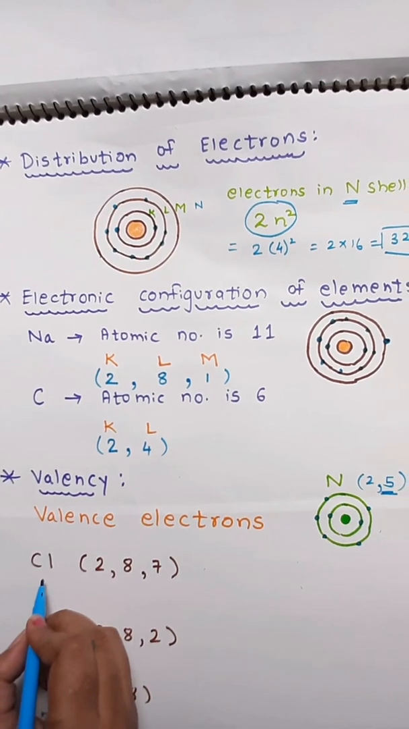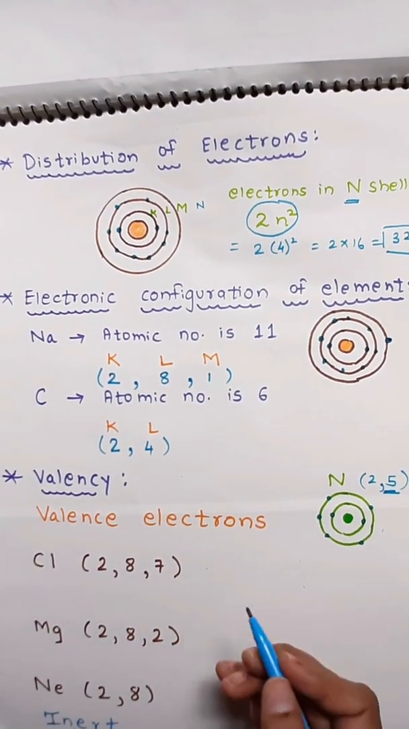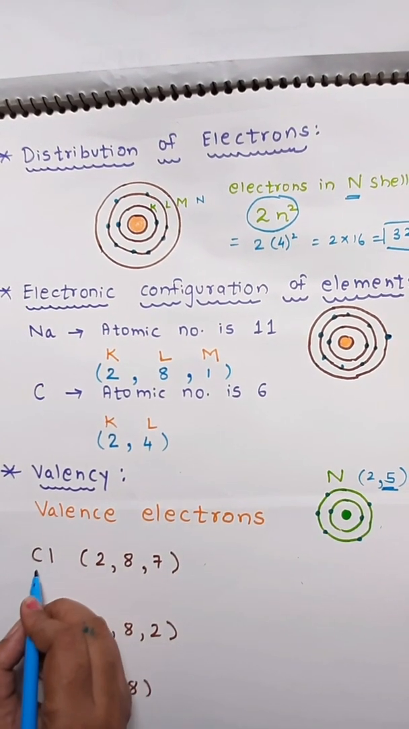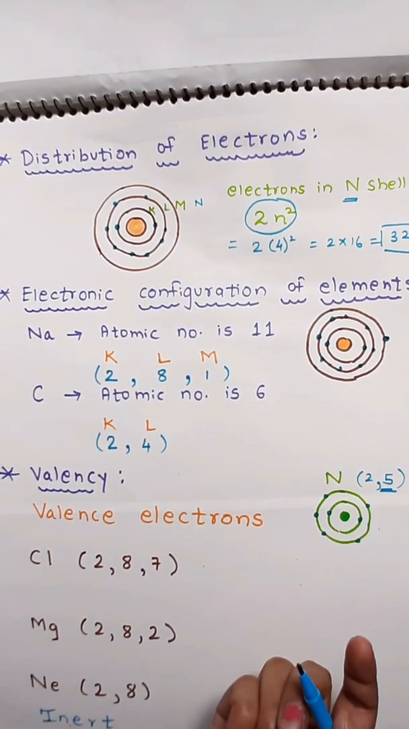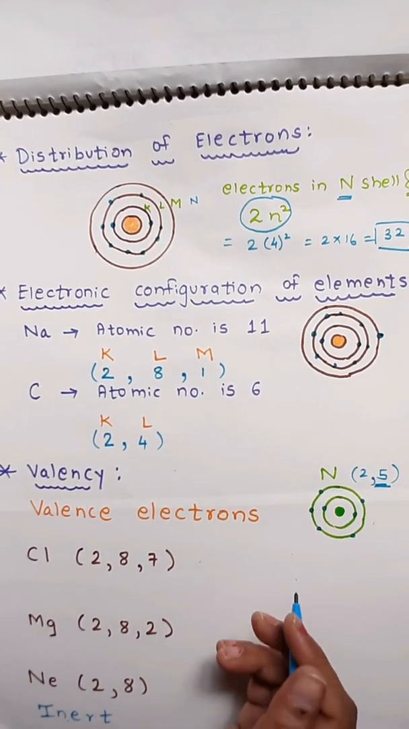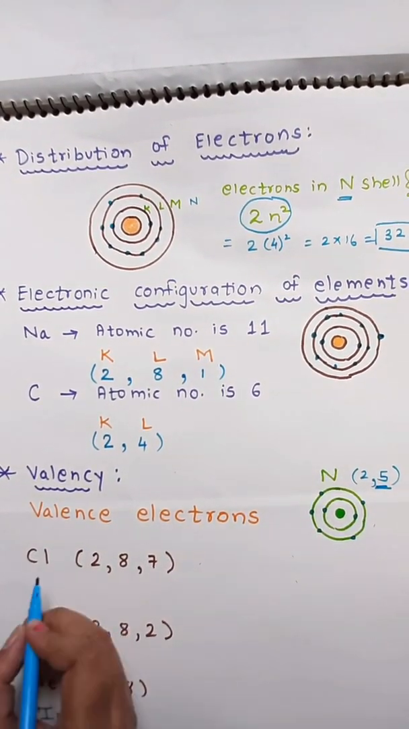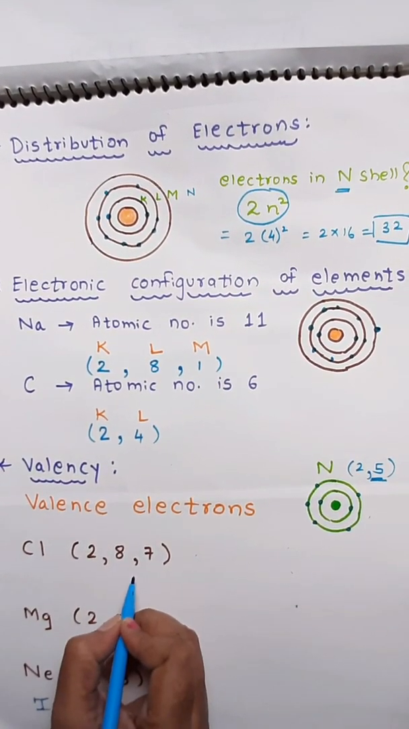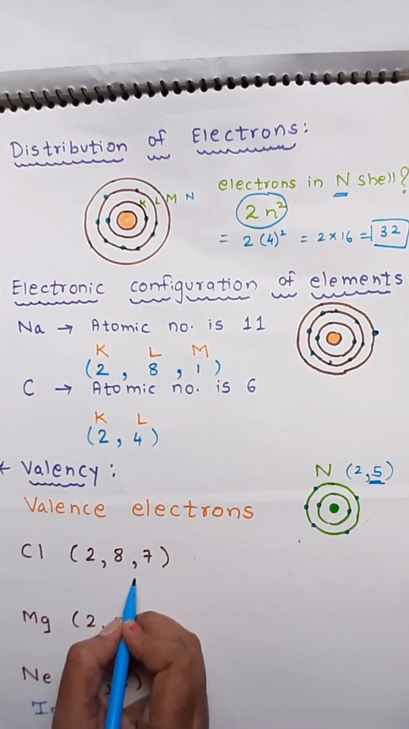Okay, if I have to tell you about chlorine, now let's see valency of chlorine. Every element combines with another element to form chemical bonds. Now in this combination, either an element gives electrons, or it takes electrons, or it may share electrons. This is called valency.